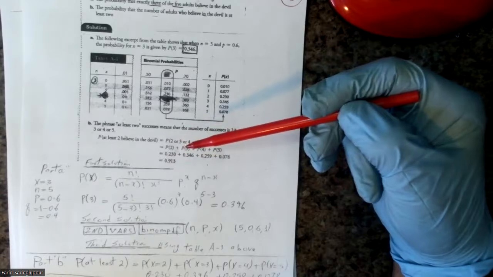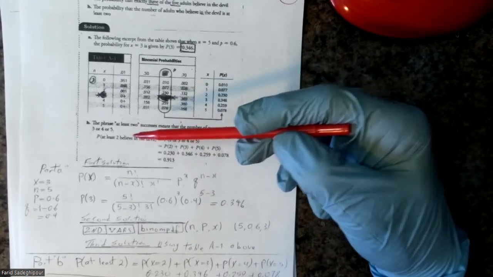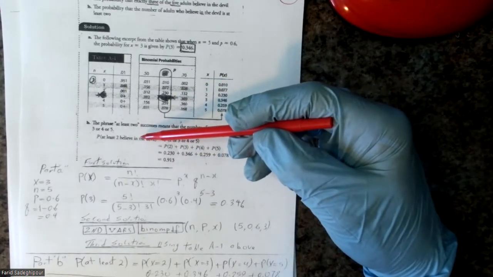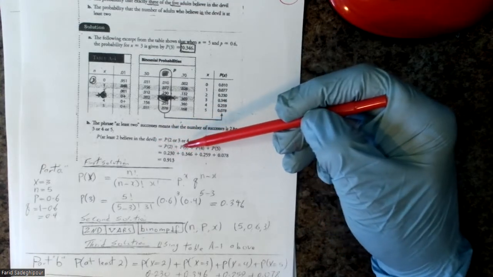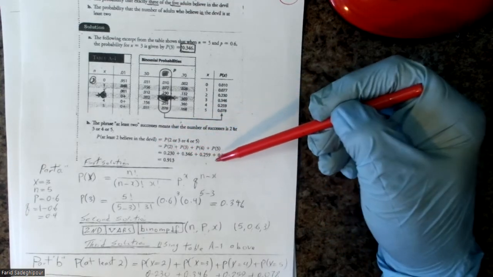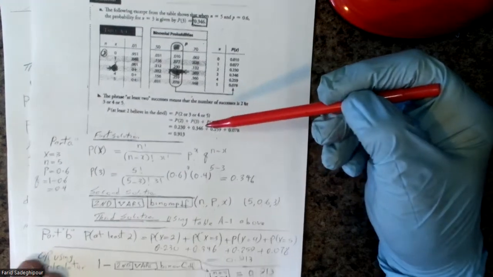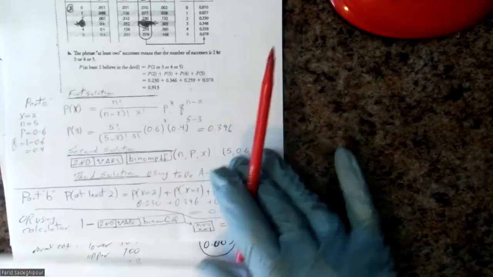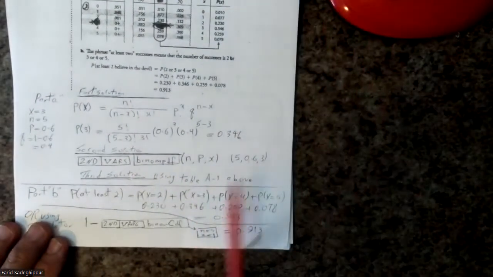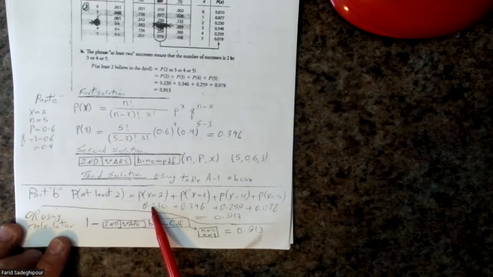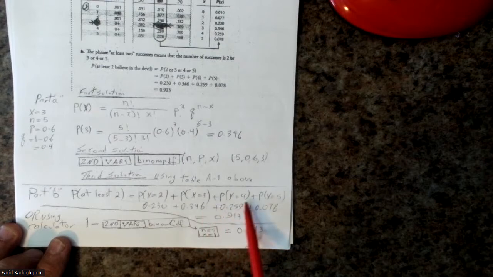Now, part B of this problem: what is the probability of at least 2 out of 5 believing in the devil? That means probability of 2 plus probability of 3 plus probability of 4 plus probability of 5. If you want to calculate the probability of at least 2, it is the probability of x equal 2, x equal 3, x equal 4, x equal 5.